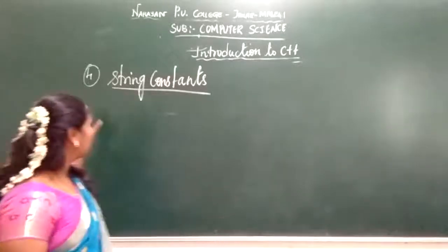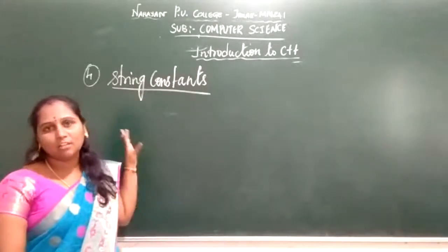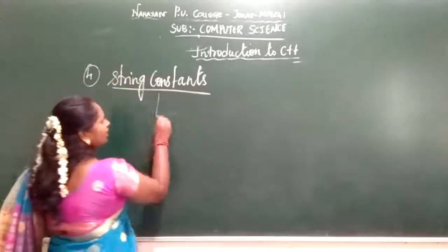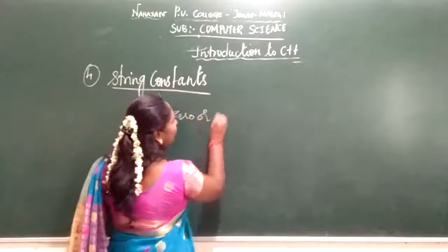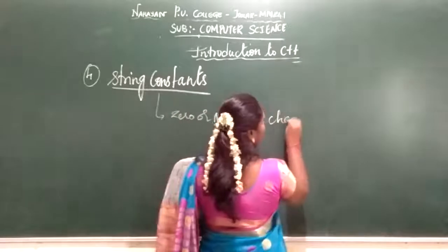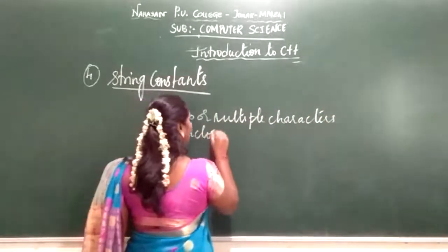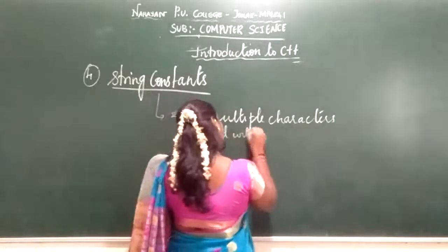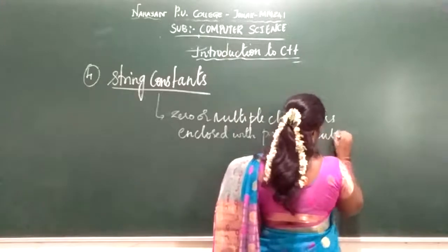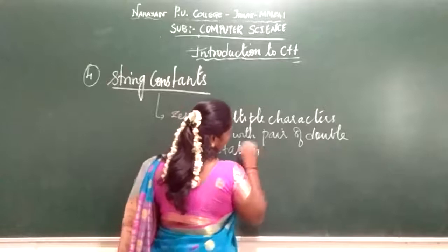So the fourth constant is nothing but a string constant. This is the last classification under your constants or literals. That is nothing but your string constants. A string constant consists of zero or multiple characters which is enclosed with a pair of double quotation marks. We call it a string constant.